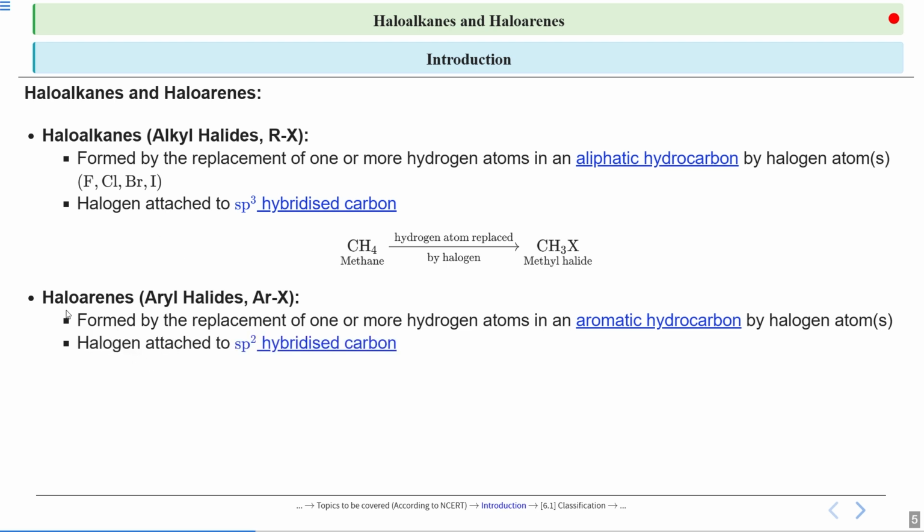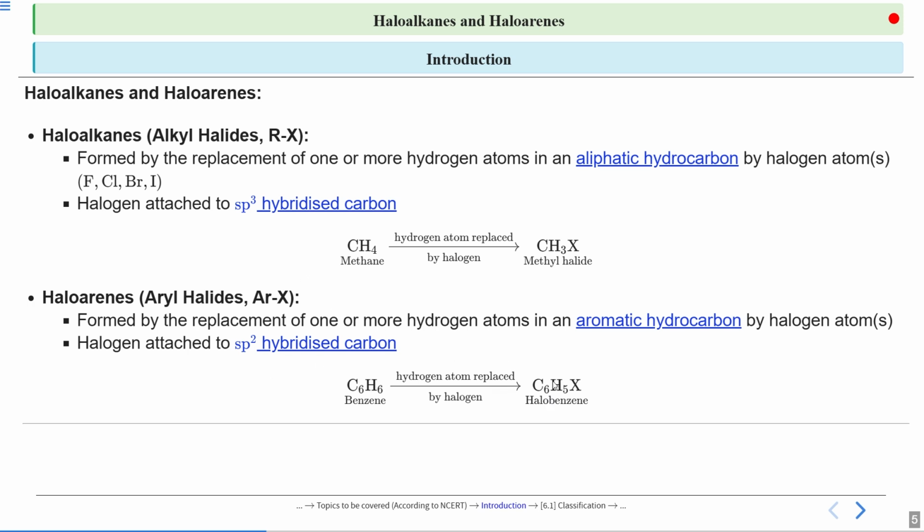In the case of haloarenes, the halogen is attached to an sp2 hybridized carbon. That means the halogen is directly attached to a carbon which is sp2 hybridized. If you take the example of the aromatic ring benzene, the formula is C6H6. When one of the hydrogen atoms in benzene is replaced by the halogen, you will get halobenzene, that is C6H5X. The hydrogen is reduced from 6 to 5, and that position is occupied by the halogen, forming a bond with the sp2 hybridized carbon, which is double bonded with another carbon.